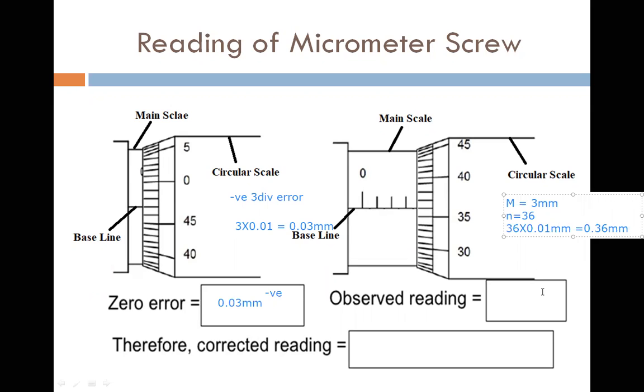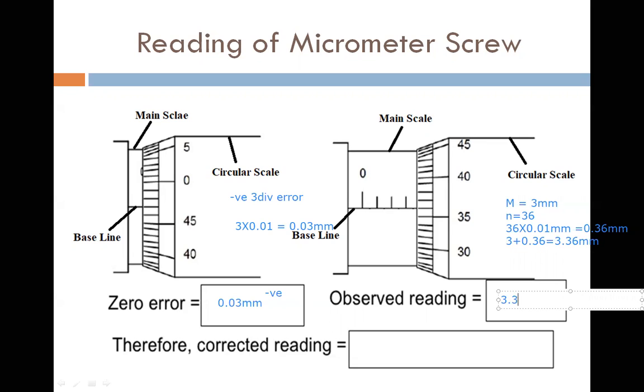And what is the final step? That is 3 plus 0.36, which gives you 3.36 mm. This is my observed reading. That I can write here, 3.36 mm. This is my observed reading, which contains an error.